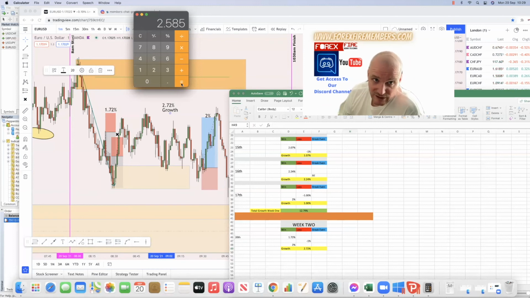We have got that average growth per day of 2.58%. Overall, just under 16% growth for the week in 1 day. And today's session growth has been 2.72.